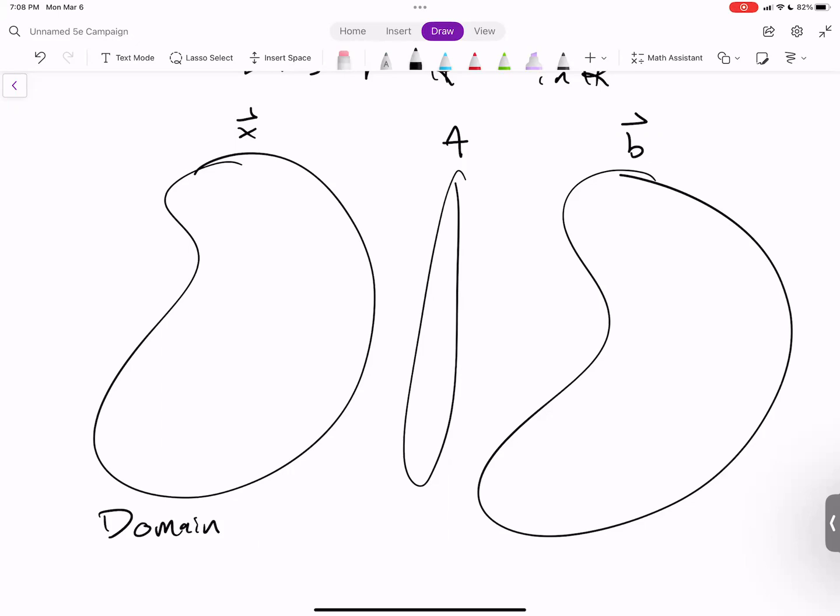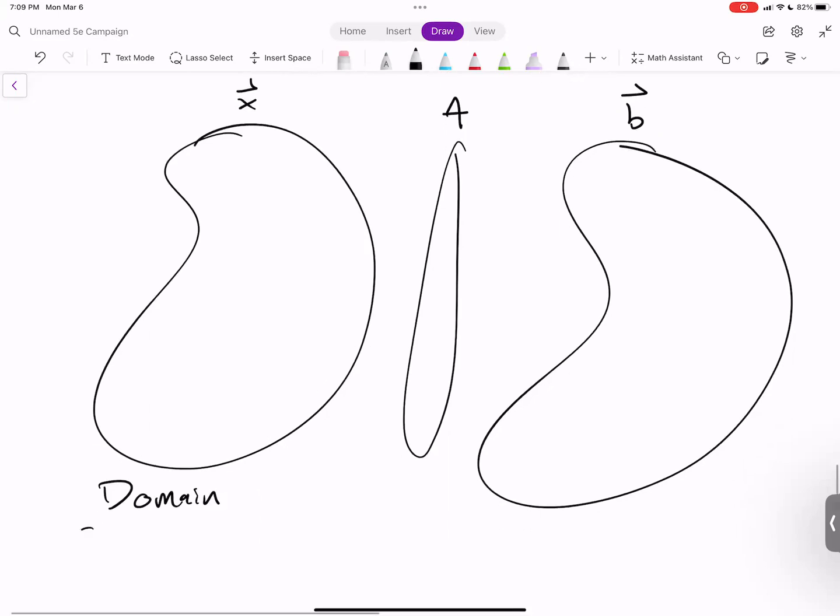Okay, it's where we start. It's our input stuff, and we always input x's. So this is where all of my x's are. Every x vector that exists is in this little bean-shaped thing, and the shape is equal to R to the number of columns.